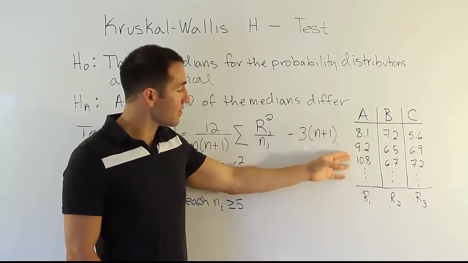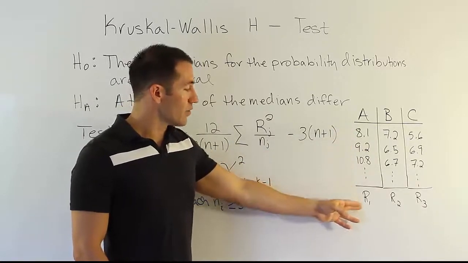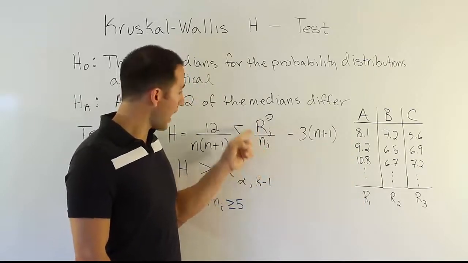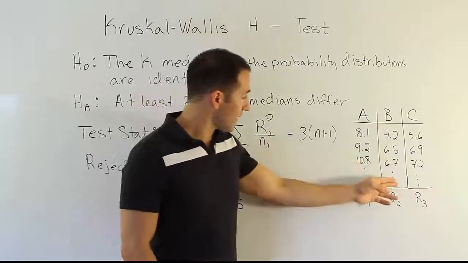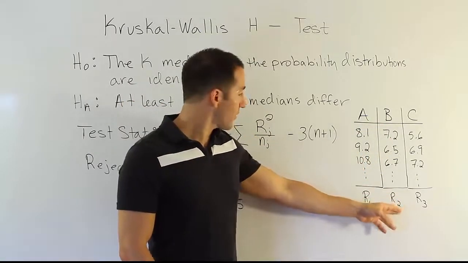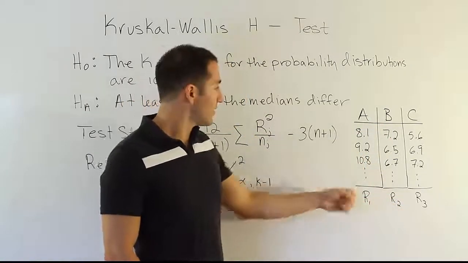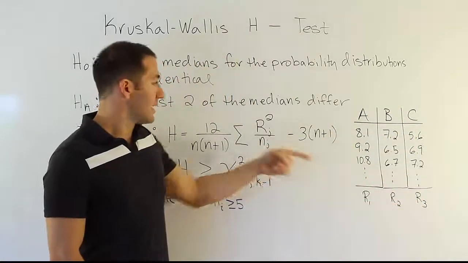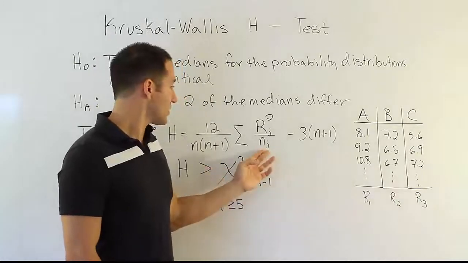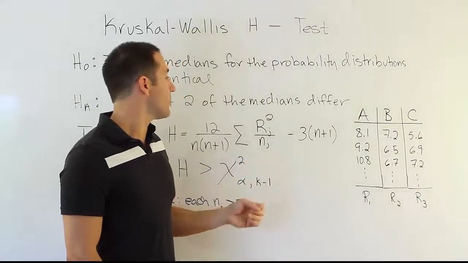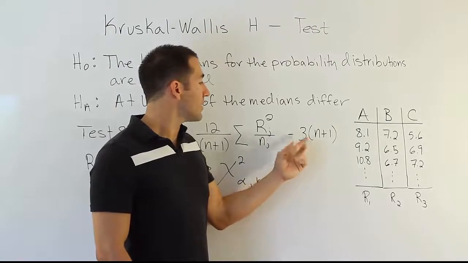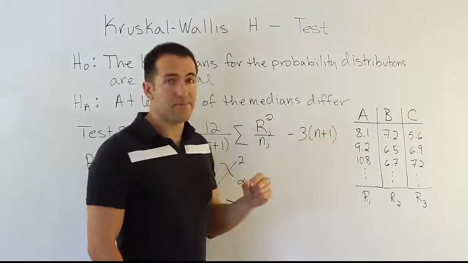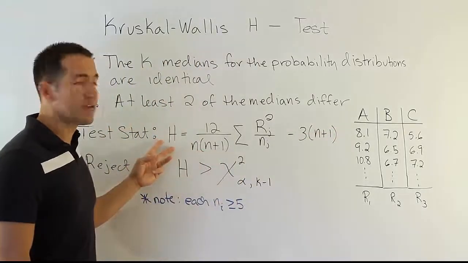So for example, if this had 5 scores in it, and the rank total was 20, you would have 20 squared divided by 5. And then you'd add to that, let's say this had 5 and the rank total was 30, you'd have 30 squared divided by 5, and you'd add to that whatever the rank total was here squared divided by its sample size, right? So the individual sample sizes are these little n_j's. And then from there you have minus 3 times the overall total sample size plus 1. And then once you're finished with that, you get this test statistic H.